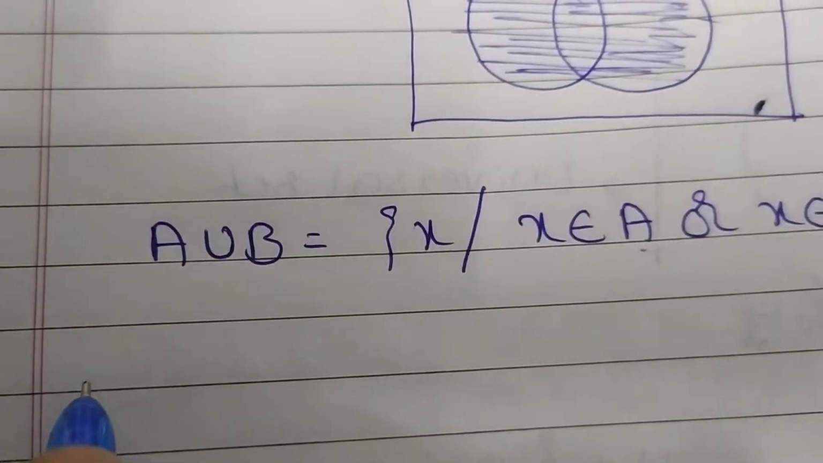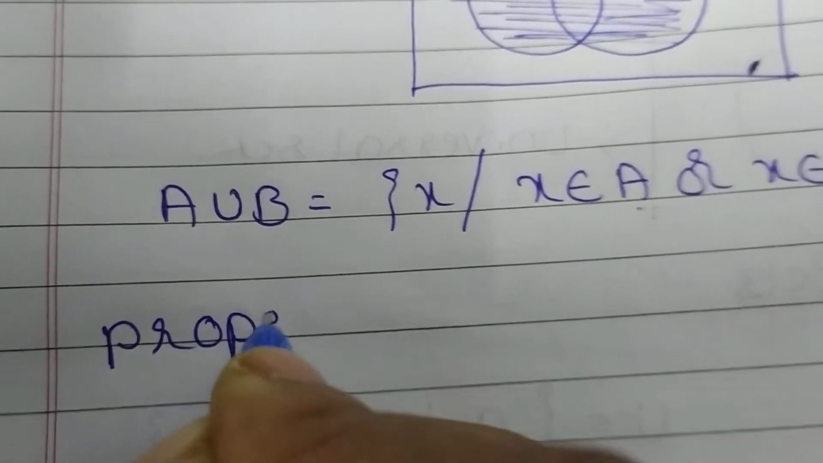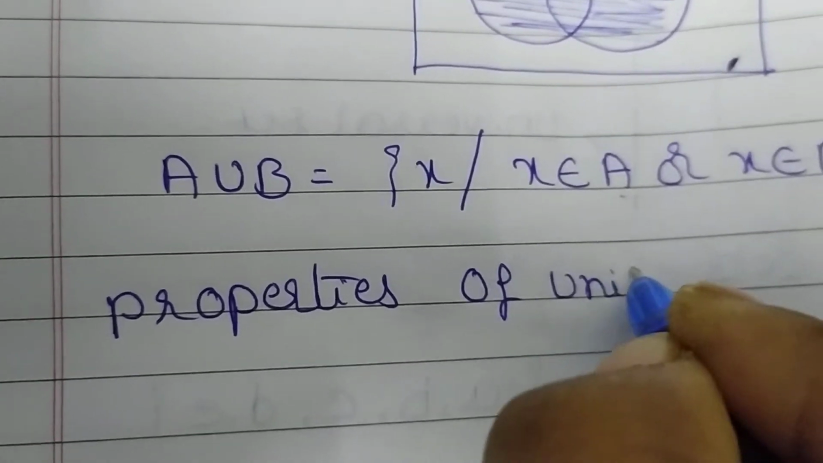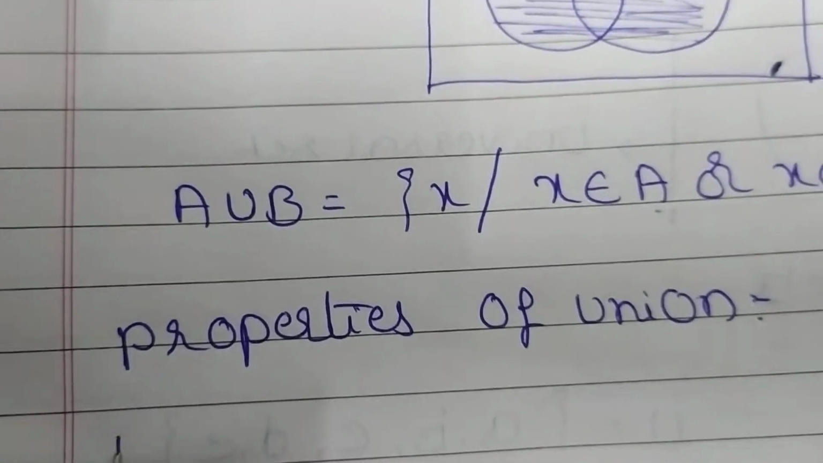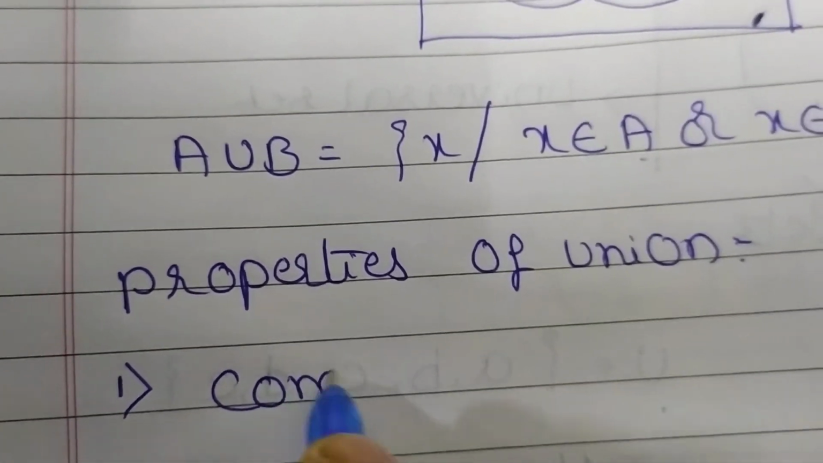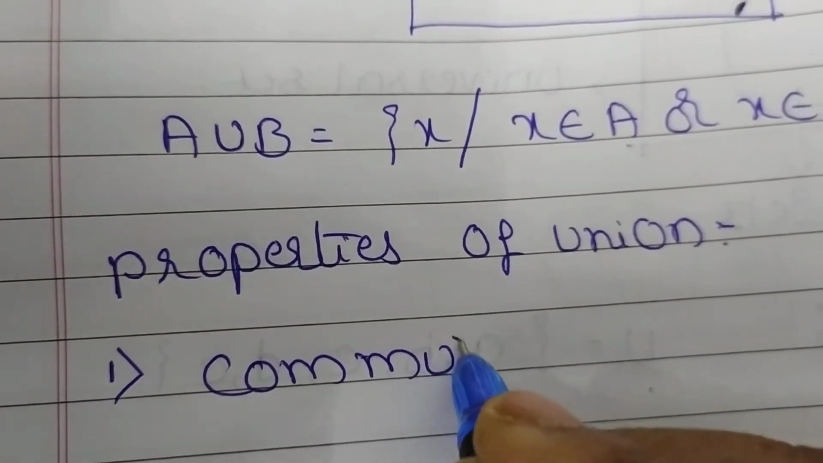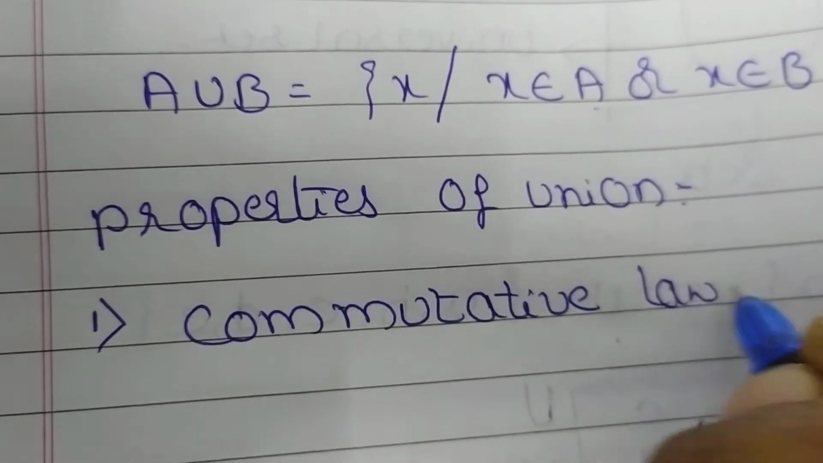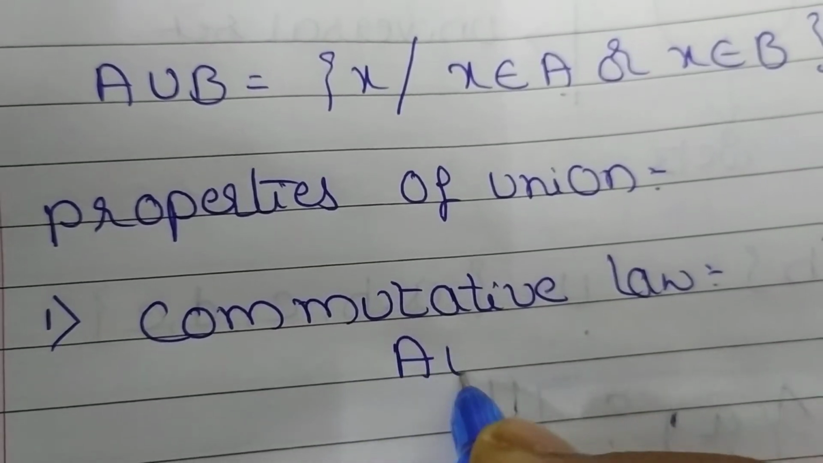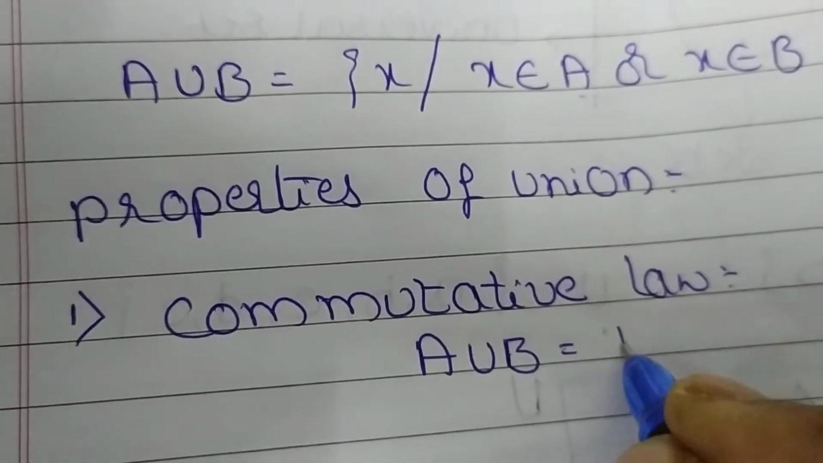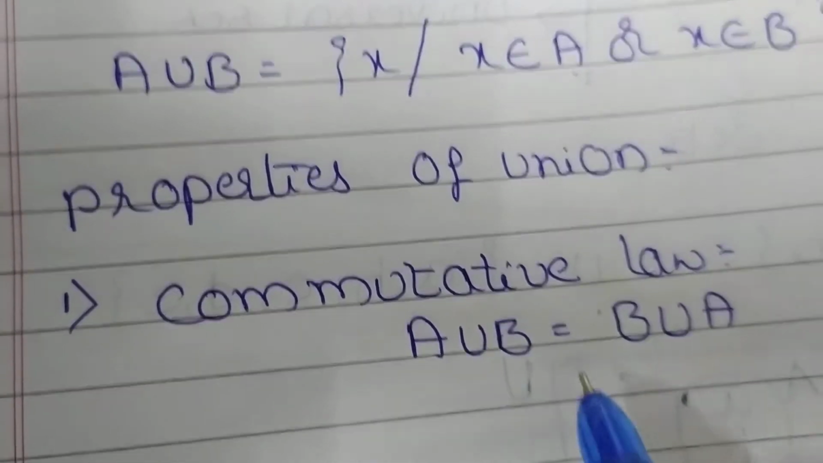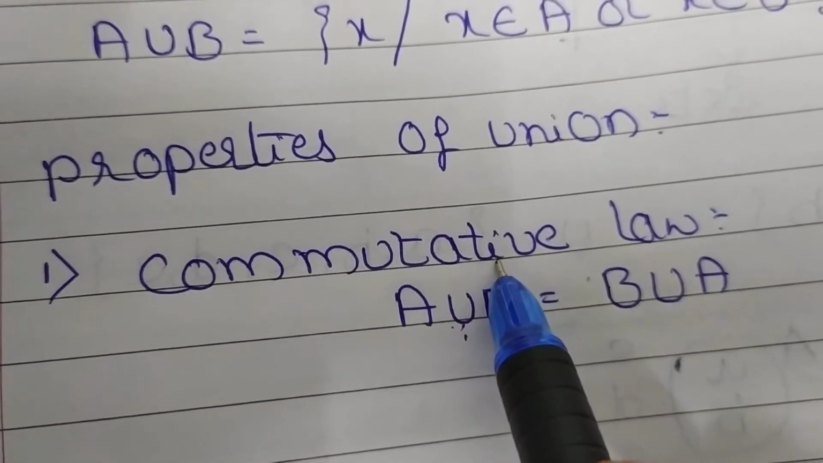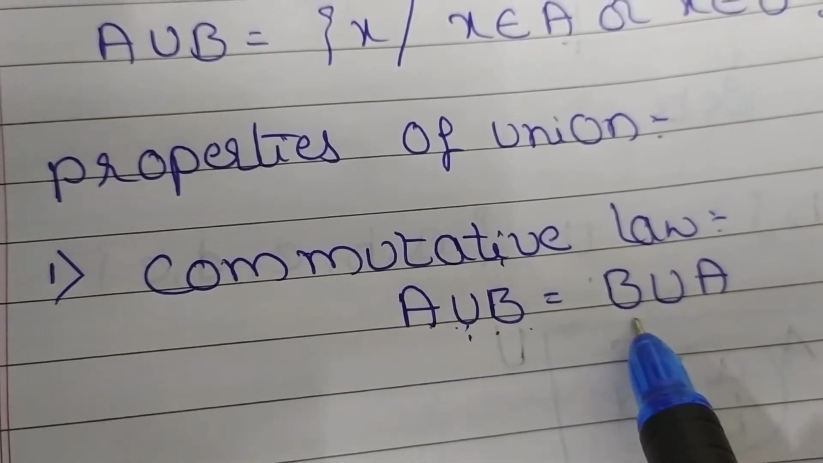Now coming to properties of union. First one, commutative property. So these all we have learnt in our lower classes. This commutative law you can say. So that is A union B equals to B union A. That means the operation union is commutative. So A union B equals to B union A.